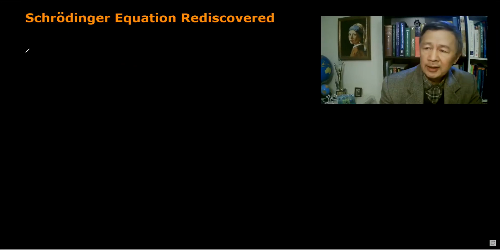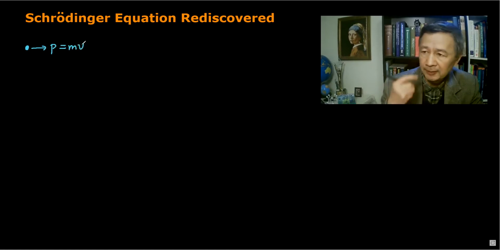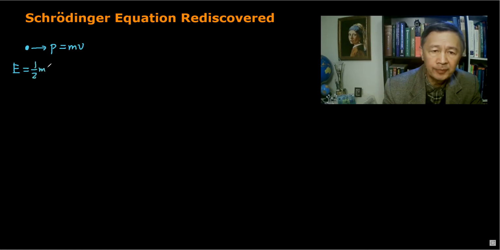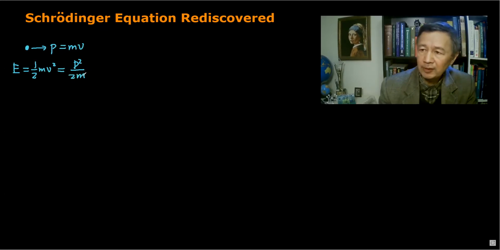Let's consider a single particle moving in space with momentum p equal to m multiplied by velocity. In this case, the total energy of this particle is equal to its kinetic energy, half m v squared. Or if we use p, it becomes p squared divided by 2m. So this is a simple relation we can obtain in the particle model.